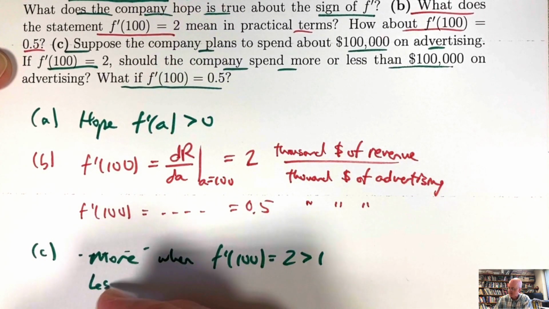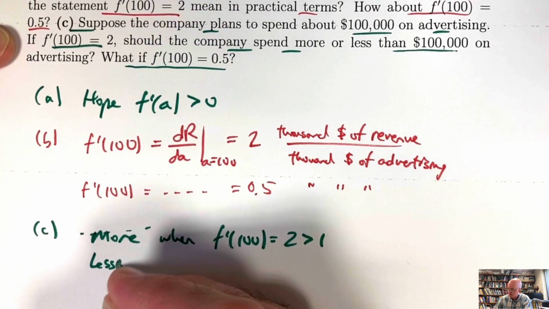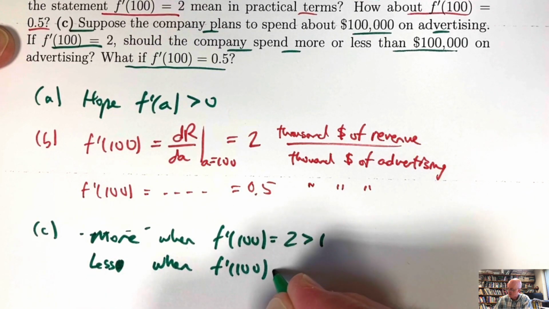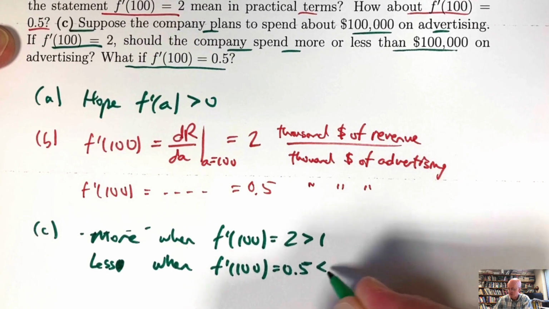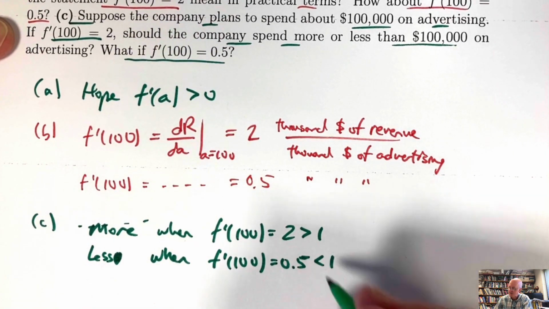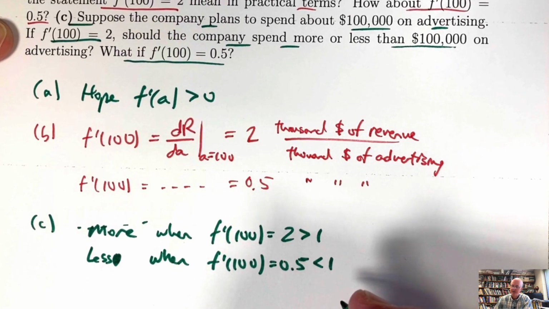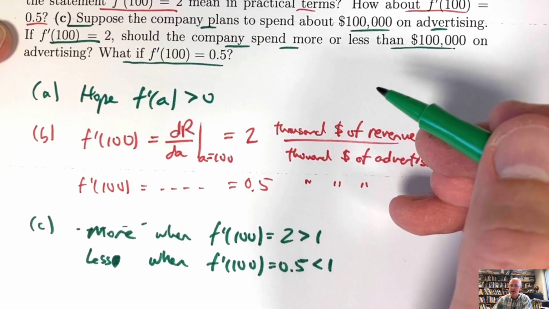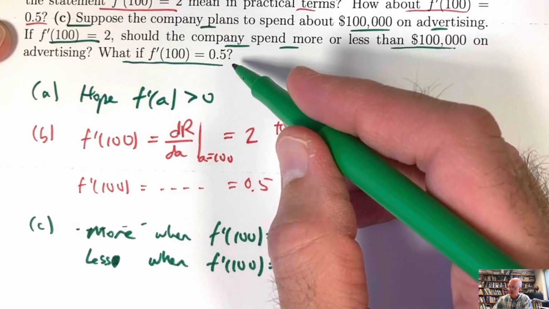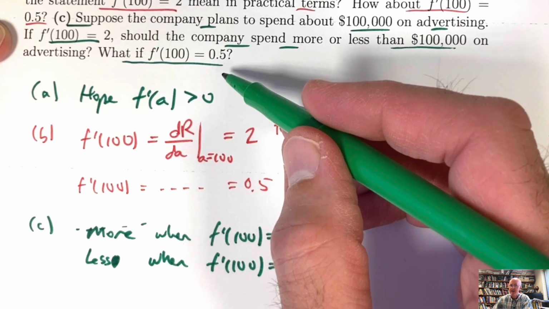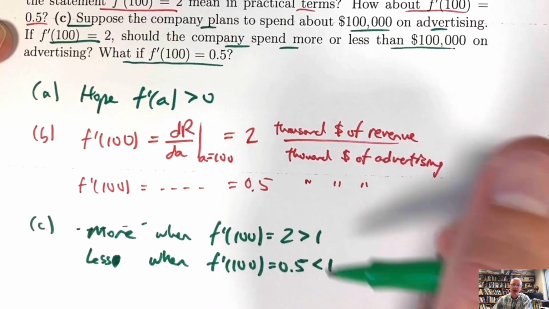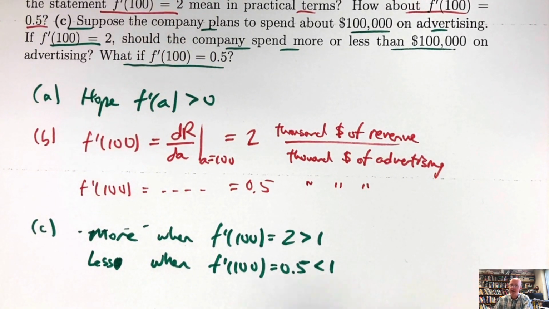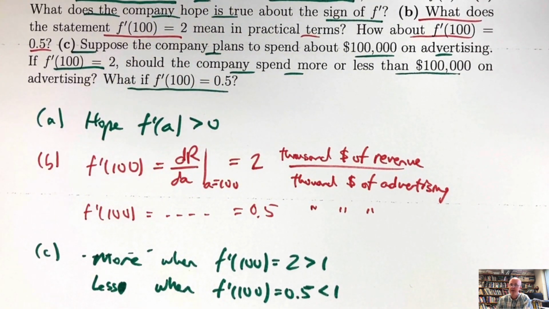You should spend less on advertising when f prime of 100 is 0.5, which while it's still positive, is less than 1. 1 is the key boundary here. That being less than 1 means you would expect to gain less in revenue for each extra dollar of advertising. You could expect the revenue to go up by about $0.5 thousand, about $500, if you increase your advertising budget by about $1,000. So this is a little trickier than just whether the derivative is positive or negative. You've got to really think about what's going on in real life here. Thanks for watching.